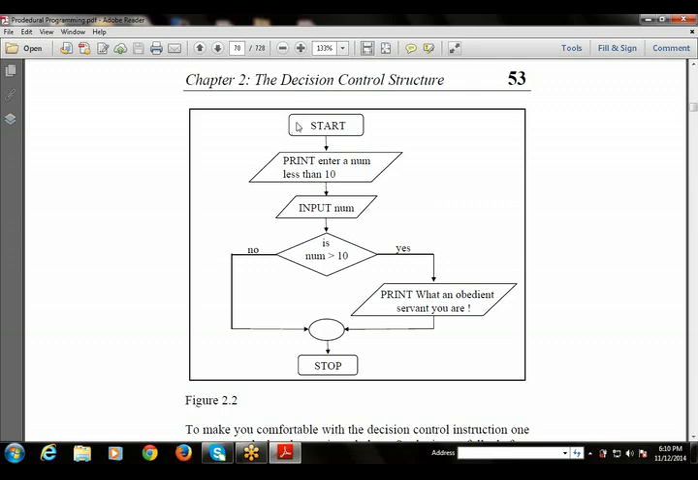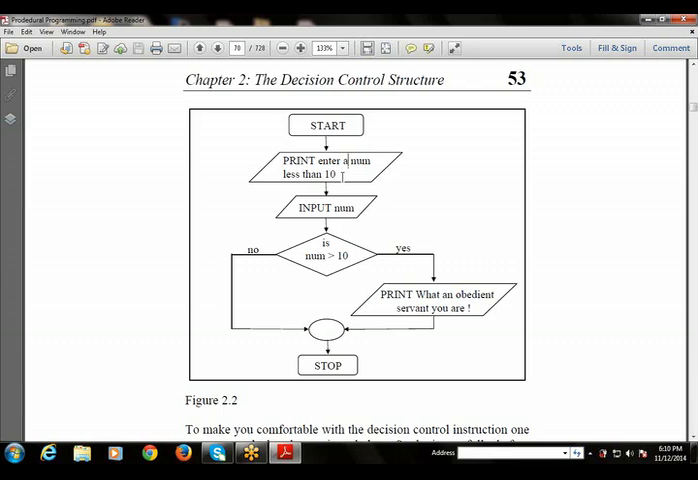Then this can be used by using the oval shape. Then use the parallelogram option, that is, print "Enter a number that is less than 10." That is, print the same line, "Enter a number that is less than 10." That is either use 0, 1, 2, 3, 4 till 10. Then next, input the num, that is, take the input from the user, that is a num.